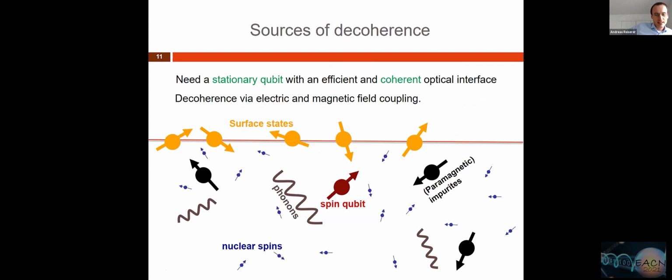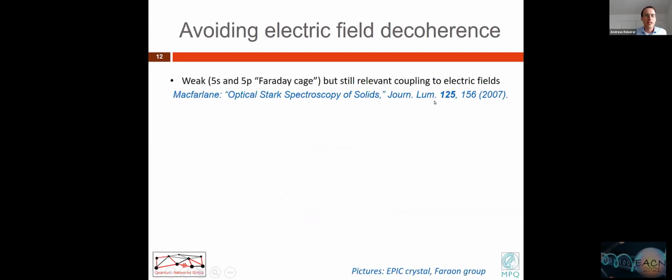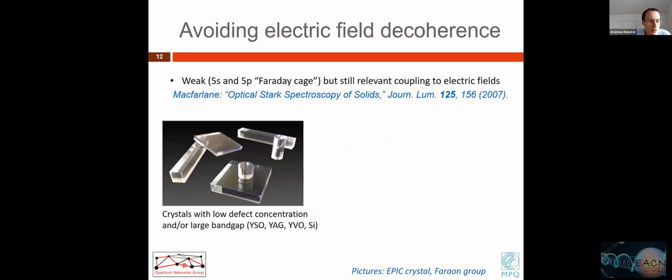So let's now take an even closer look at the source of decoherence. We've seen that, by the electronic shell, the qubits can be protected from electric fields, and if you take specific rare earths, you can also be well protected from magnetic fields. But a closer look at the electric field decoherence tells you that even in spite of this Faraday cage effect, you still have some coupling to electric fields, and the strength of this coupling depends on the crystalline symmetry. So there are now two possibilities for how you can avoid fast decoherence.